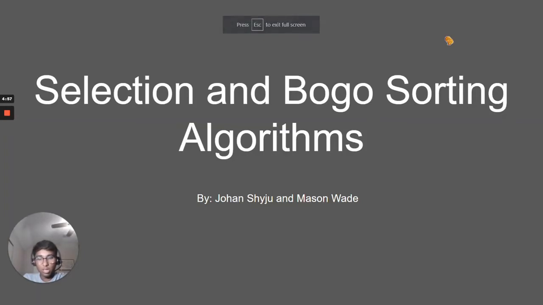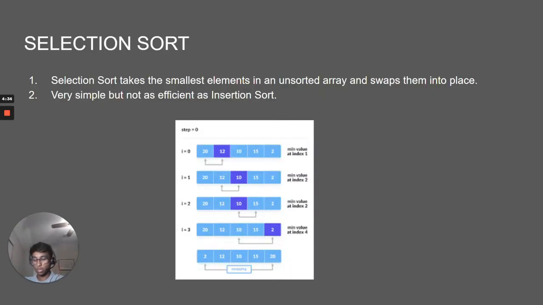Hello, my name is Joan Shaiju, and me and Mason are going to teach you several sorting algorithms you need for the AP exam, and one other one that would be easy for you guys to understand. The three that you need for the AP exam are selection, insertion, and bubble sort, and we're also going to teach you bogus sort because it's easy for y'all to understand. So let's start with selection sort.